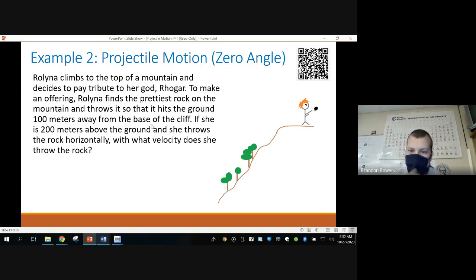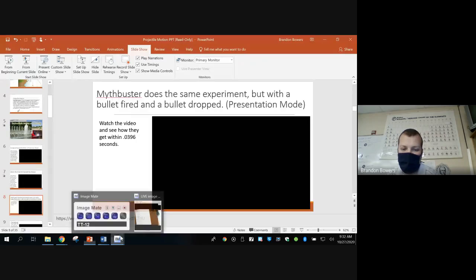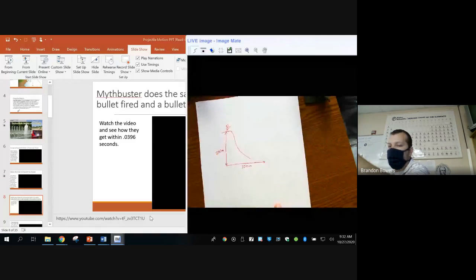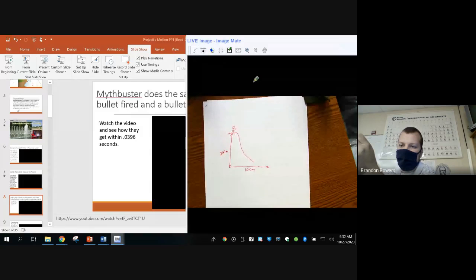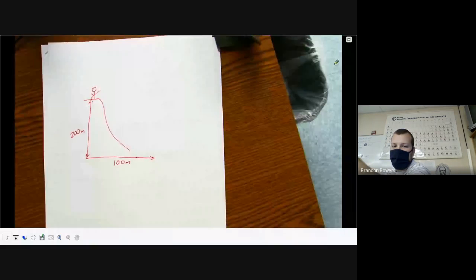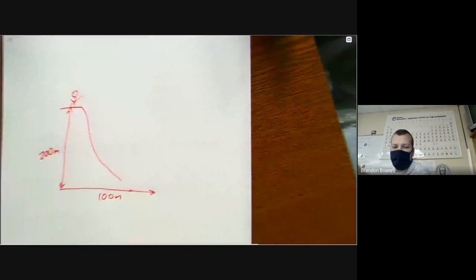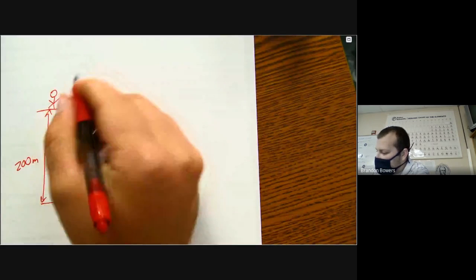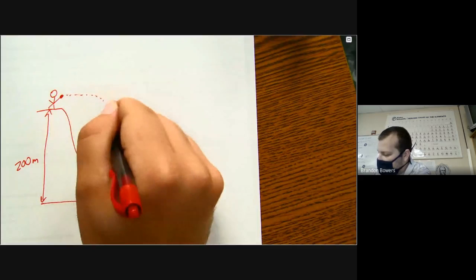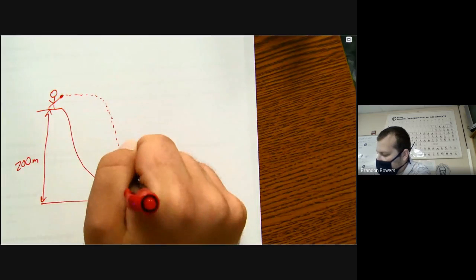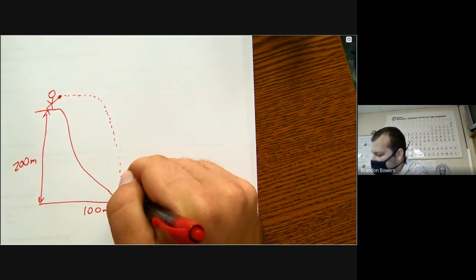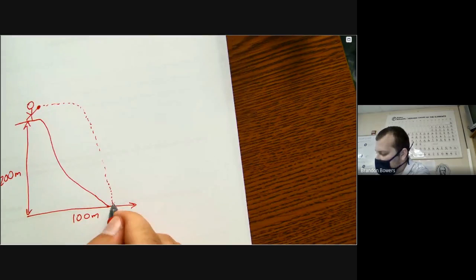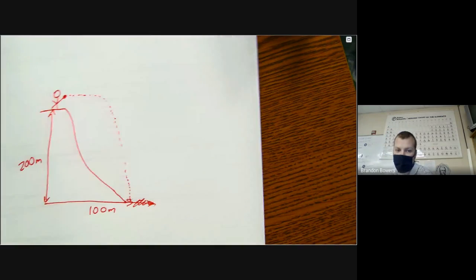I got my drawing. Let me show you what I got. It's quite beautiful, honestly. What kind of trajectory is that? That's my cliff. All right. So she has the rock, right? And she throws it horizontally. And it's going to fall like that. That's 100 meters right there. All right. So I got that.